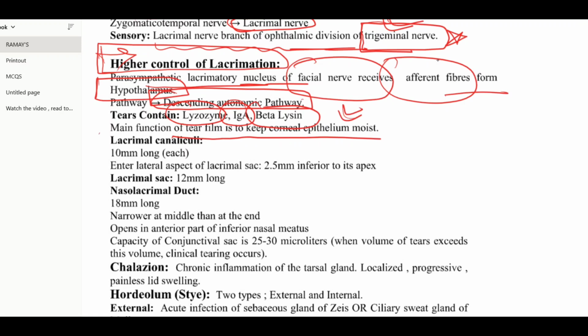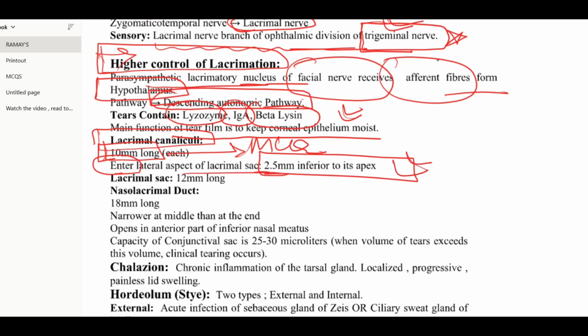And lacrimal canaliculi, there are superior and the inferior lacrimal canaliculi. These are 10 millimeter long. This is very important, their measurement. Each enters the lateral aspect of the lacrimal sac 2.5 millimeter inferior to its apex. Lacrimal sac is 12 millimeter long. Okay, this measurement is very important. Lacrimal sac and the nasolacrimal duct length is 18 millimeter long.